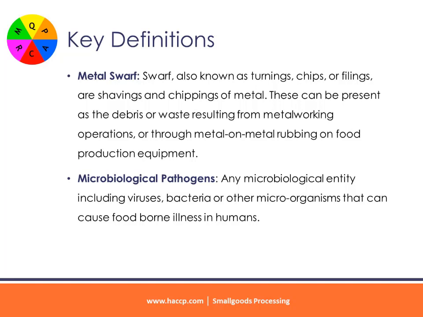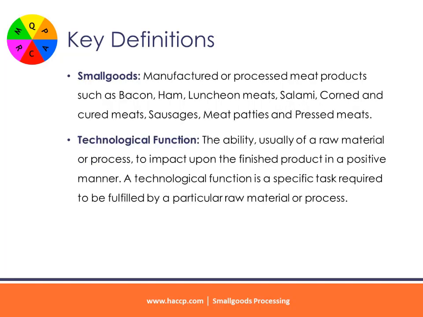equipment. Microbiological pathogens. Any microbiological entity including viruses, bacteria or other microorganisms that can cause foodborne illness in humans. Small goods. Manufactured or processed meat products such as bacon, ham, luncheon meats, salami, corned and cured meats, sausages, meat patties and pressed meats. Technological function.